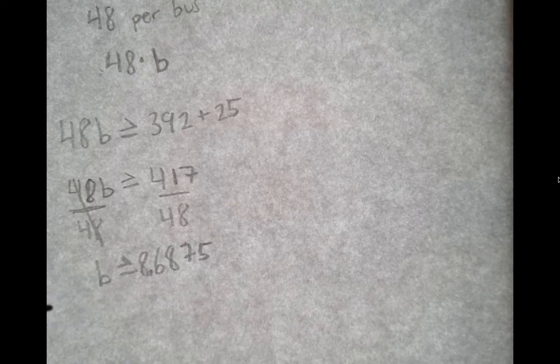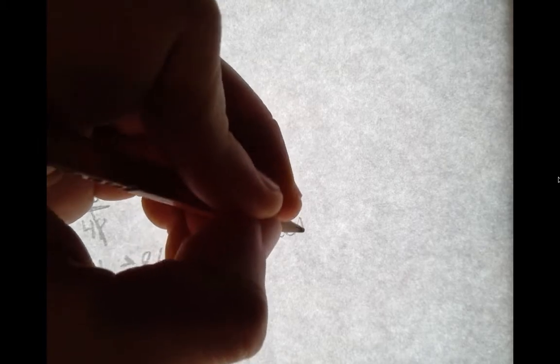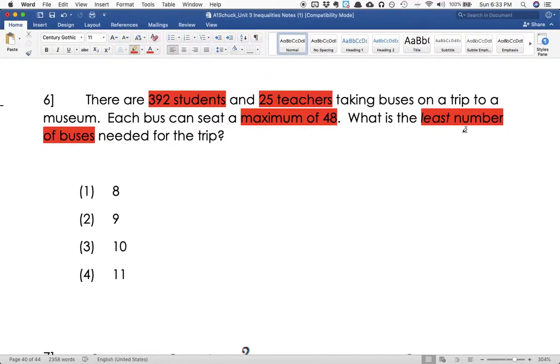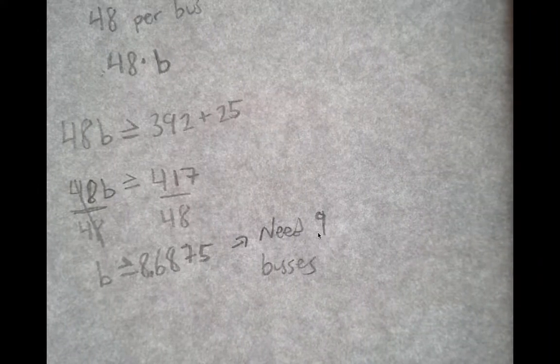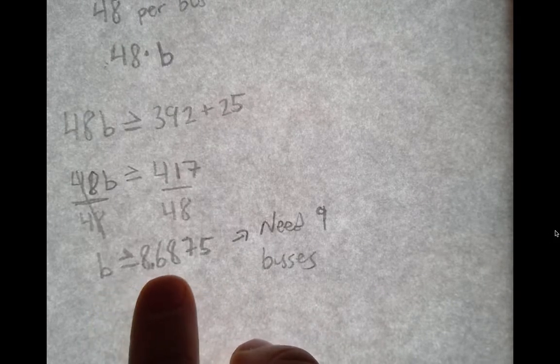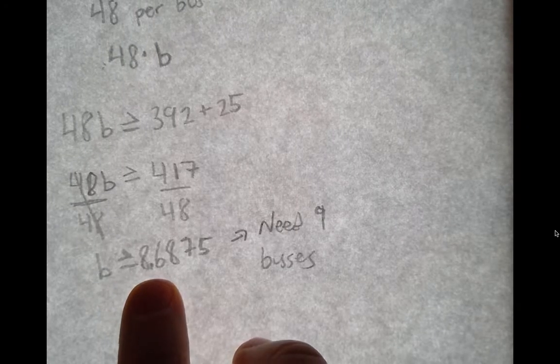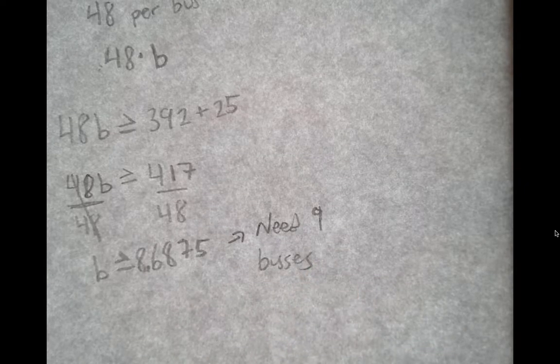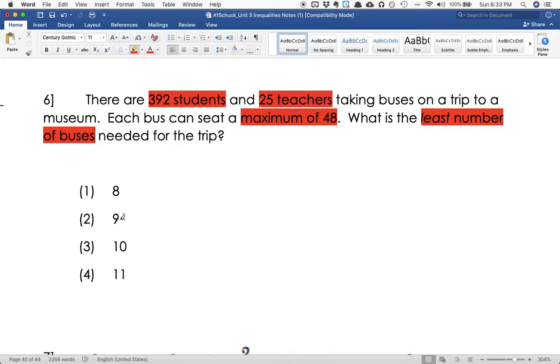The last bus will be a little more than half full, but I'm going to need 9 buses, and it's asking me for the least number of buses needed for the trip. Well, if I tried to have 8 buses, the number of buses that I need is greater than or equal to 8.6875, so the smallest I can get to is 9 buses. And let's just double check. That looks like an answer. So our correct answer for this is answer choice 2.